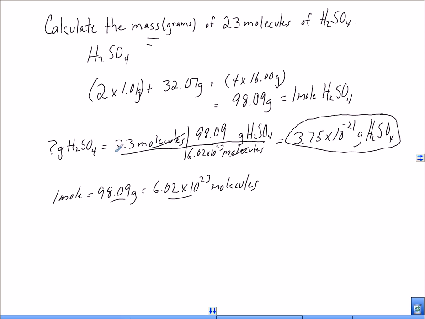The reason I did 3 sig figs here instead of 2 is molecules. This is only 23 molecules. That's an exact number. You can't have 0.2 molecules. You can't have 0.3 molecules. Just like you can't have 2.57 eggs. It's either an egg or it isn't. So molecules are exact, so I don't use them with my sig figs. This has 4, this has 3, so I rounded to 3. Okay? So 3.75 times 10 to the negative 21st grams is the answer.